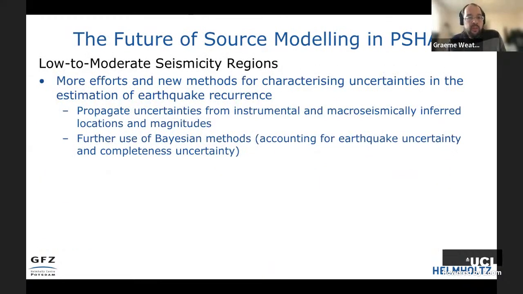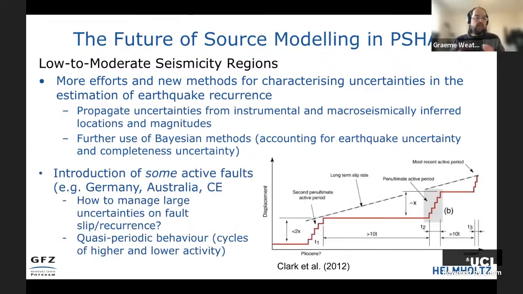For low to moderate seismicity regions, a lot of the effort or focus here has been on characterizing uncertainties in the estimation of earthquake recurrence, and really making sure we're effectively propagating all the uncertainties that we have, from instrumental and macroseismically inferred locations and magnitudes, into the recurrence model. So we're starting to see a bit more use of Bayesian methods that account for some of these uncertainties. Some models have started to include active faults. We've seen this in the Rheingraben in Germany, and you've seen it in Australia.